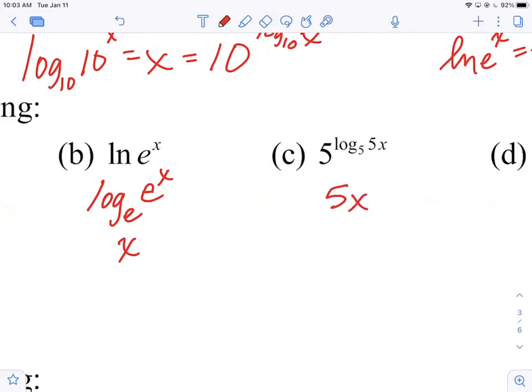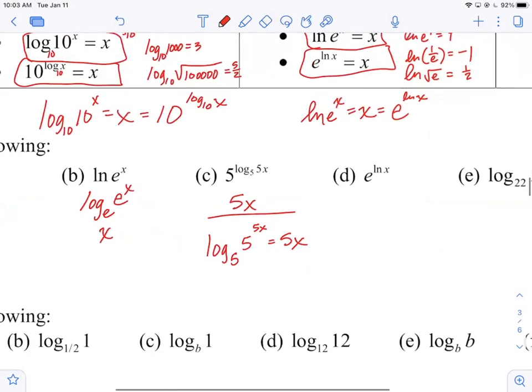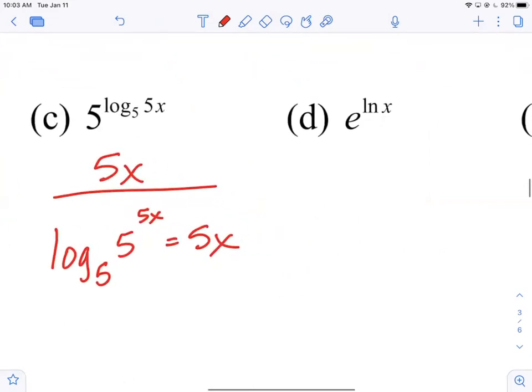5x, yeah. Let's write it the other way. What is log base 5 of 5 to the 5x power? It's also 5x. See, it doesn't matter the order in which we compose it. What about d? What's e to the natural log of x? Well, x, right? Because that's the same as e to the log base e of x. That's just x.